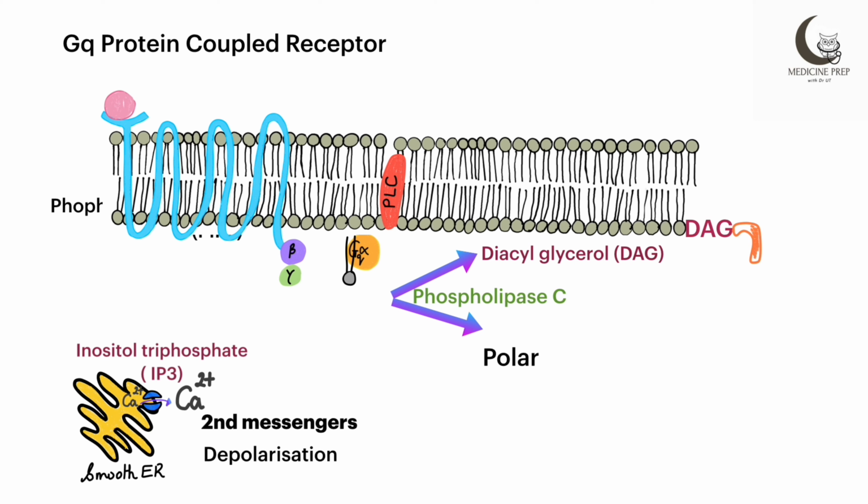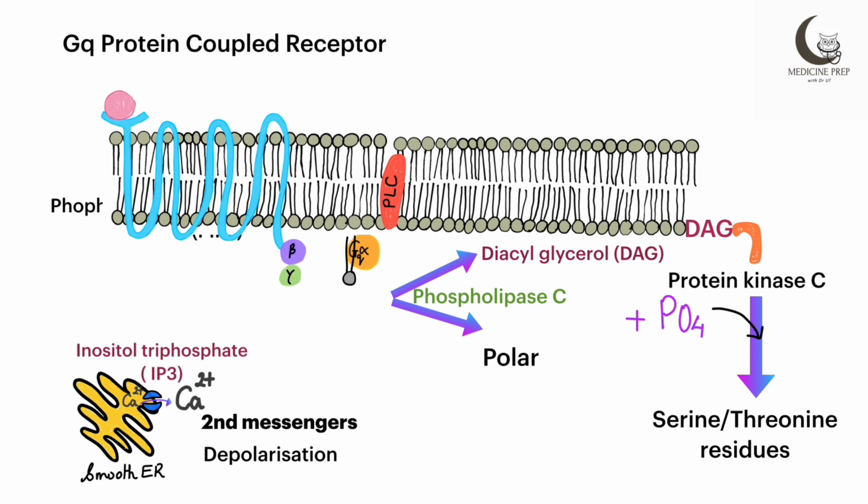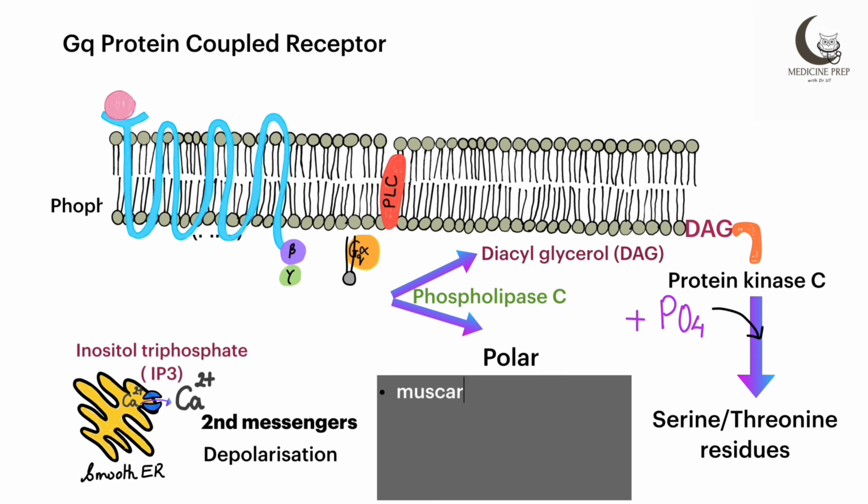Meanwhile, your diacylglycerol will stay attached to the cell membrane, and it acts as a recruiting center, and it will bind to an enzyme known as protein kinase C. Protein kinase C will then add phosphate groups to serine and threonine residues in various target proteins. Receptors for GQ proteins are muscarinic acetylcholine receptors, histamine 1 or H1 receptors, vasopressin, and serotonin receptors.